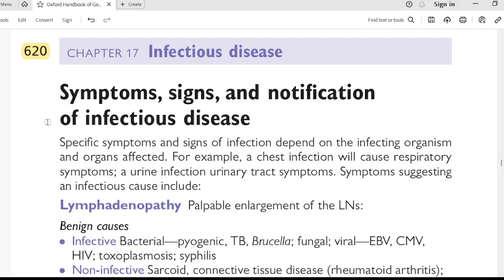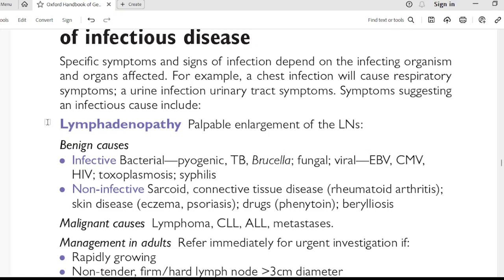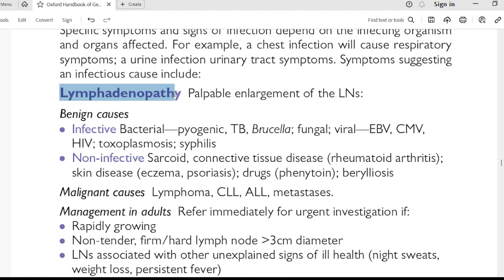Page number 620. Symptoms, signs and notification of infectious diseases. Specific symptoms and signs of infection depend upon the infecting organism and the organs affected. For example, chest infection will cause respiratory symptoms, urine infection will cause UTI symptoms, suggesting an infectious cause. Lymphadenopathy, palpable enlargement of the lymph nodes.